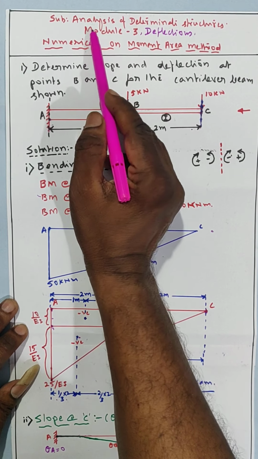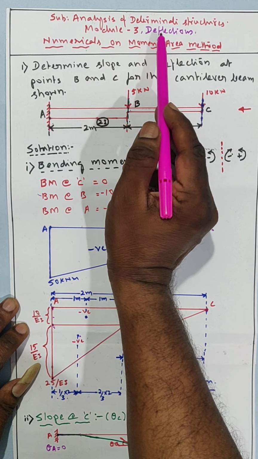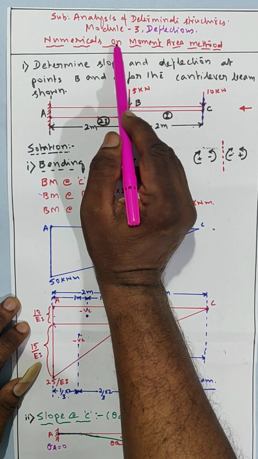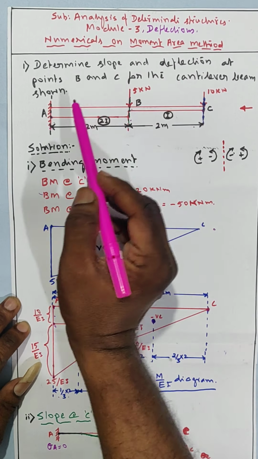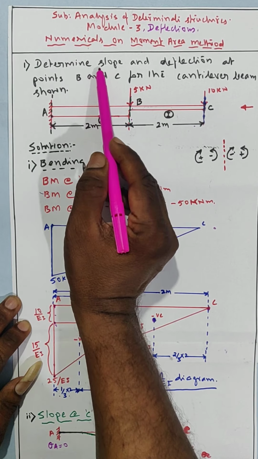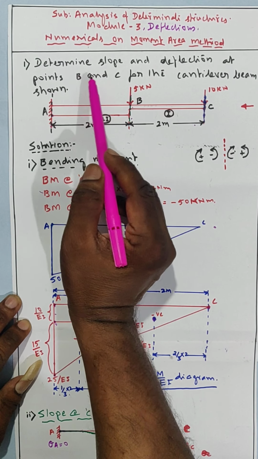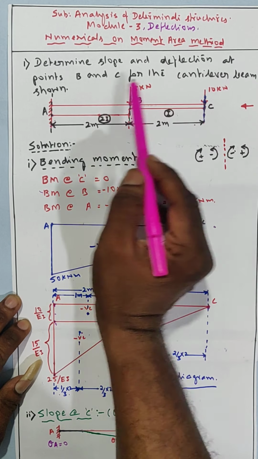See, the subject Analysis of Determinate Structures, Module 3, Deflections, a numerical on the moment area method. First we will see the problem. Determine slope and deflection at points B and C for the cantilever beam shown.